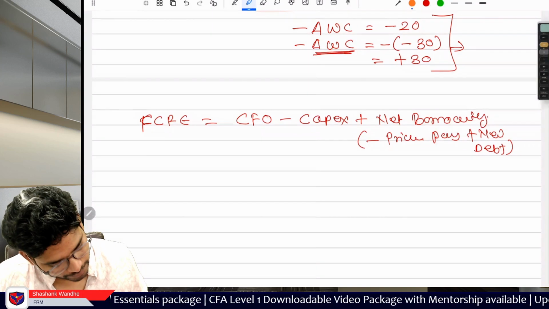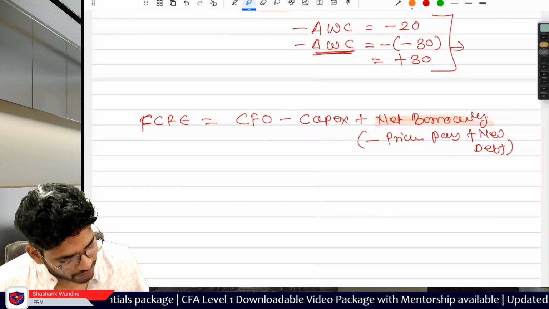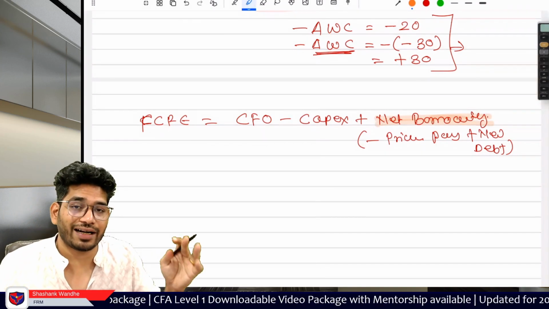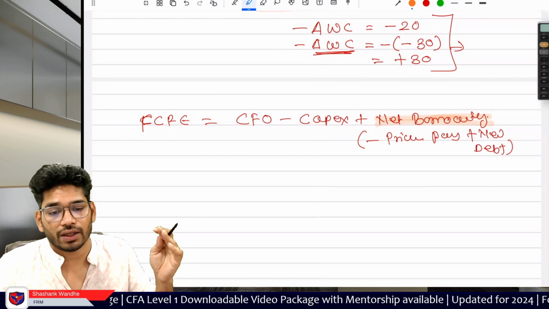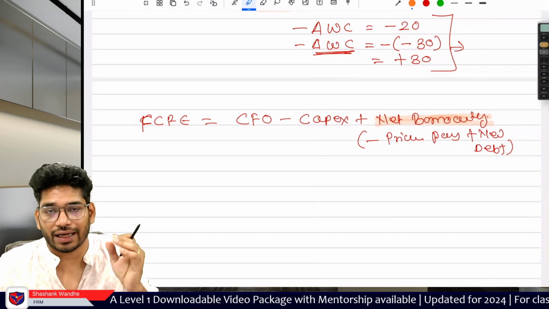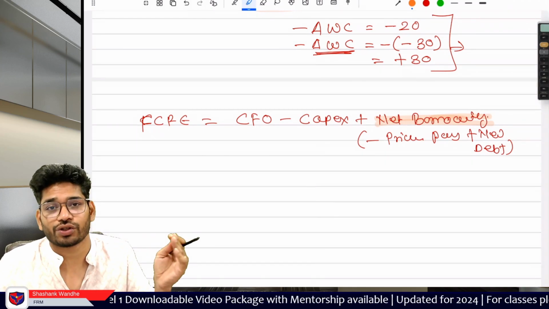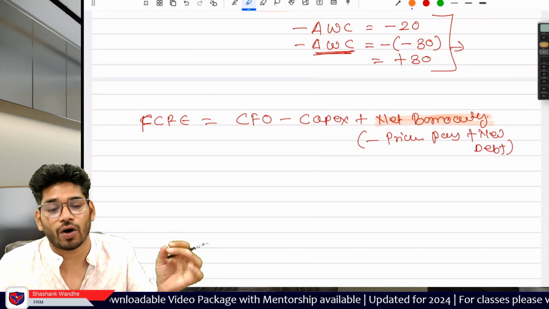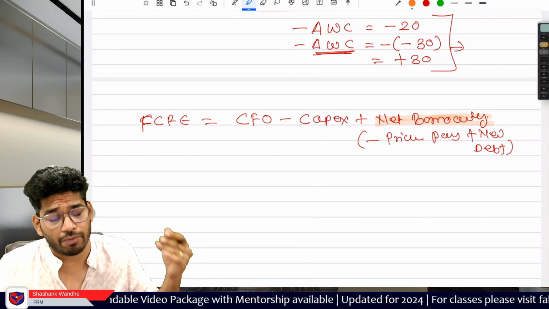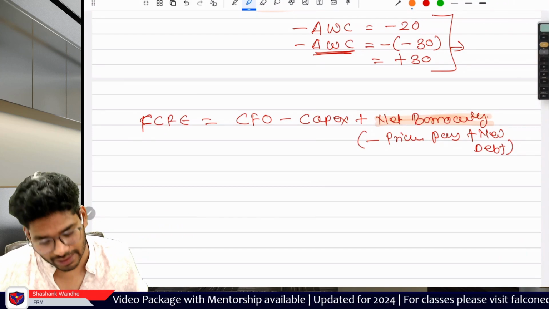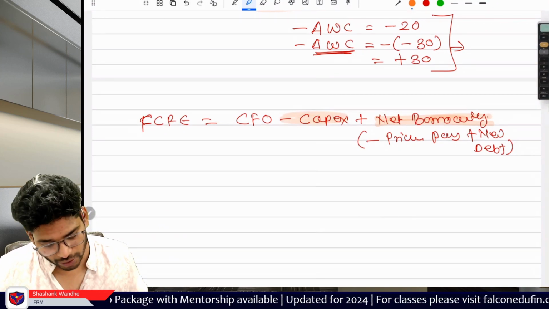Okay. So always remember these terms. Even though these terms are net borrowing, the positive term, you should not add it, whatever the value. If the net borrowing is negative, then you have to reduce it. If the net borrowing is positive, then you have to add it like this. The same is applicable for the capex also.